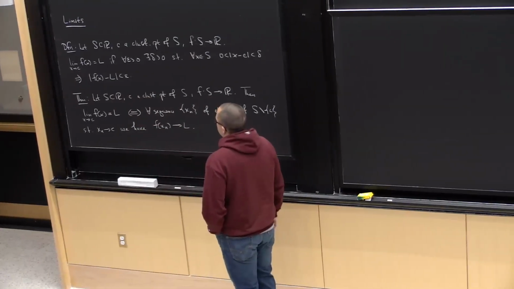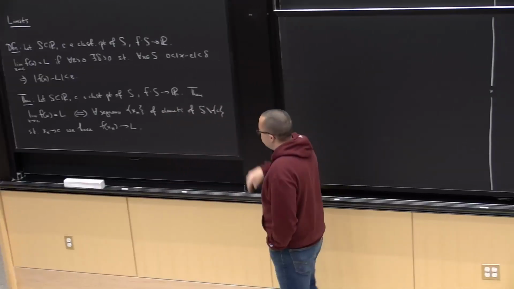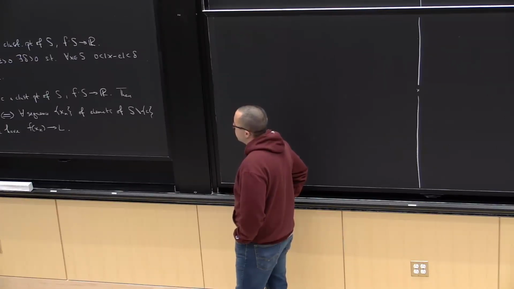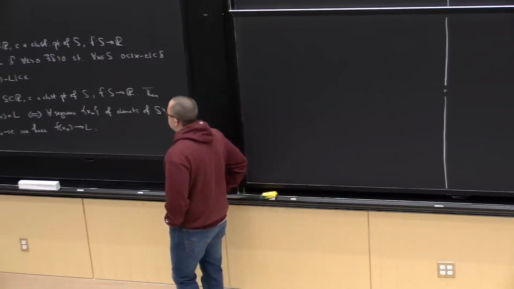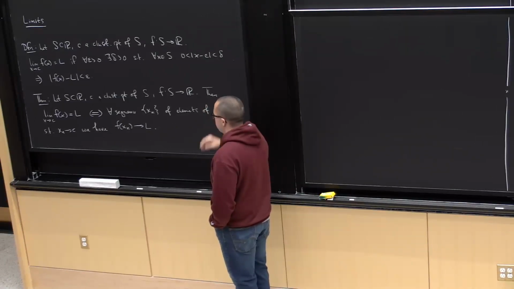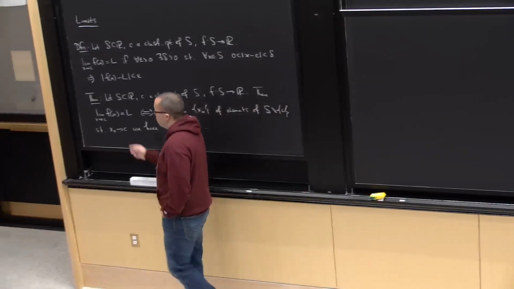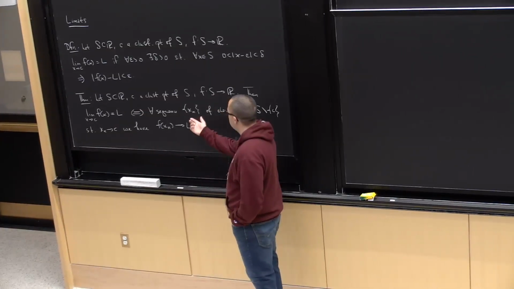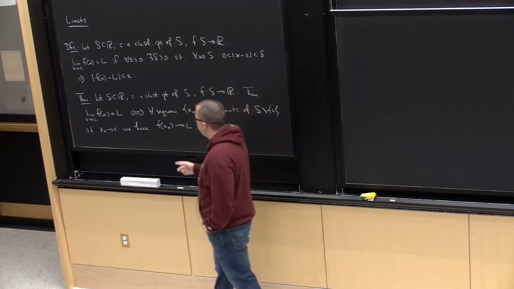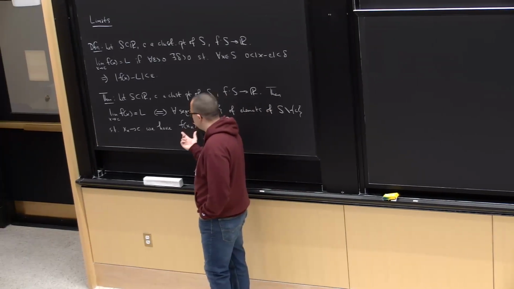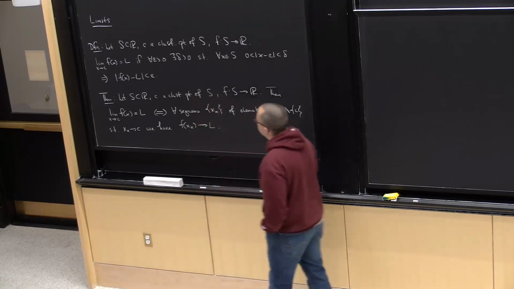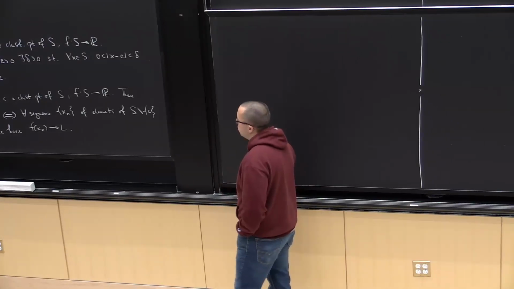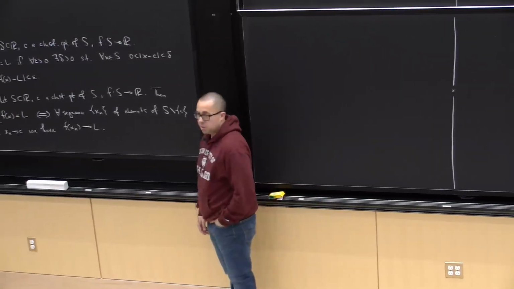And we proved the following theorem last time: if S is a set, c is a cluster point of S, so this is where we look at limits, and f is a function from S to R, then the limit as x goes to c of f of x equals L if and only if for every sequence x sub n converging to c, we have f of x n, the new sequence, converges to L. Okay, so this theorem here connects limits of functions to what we did previously, limits of sequences. Okay?